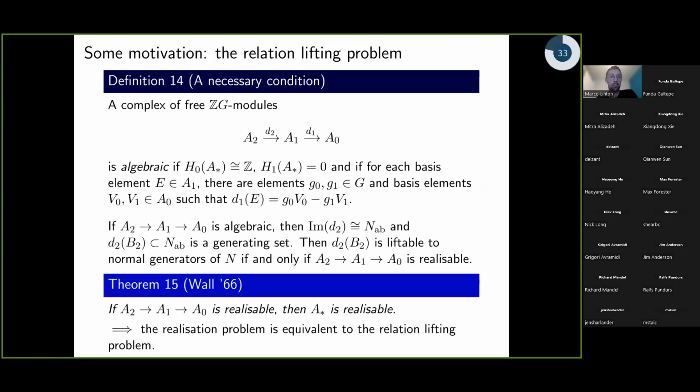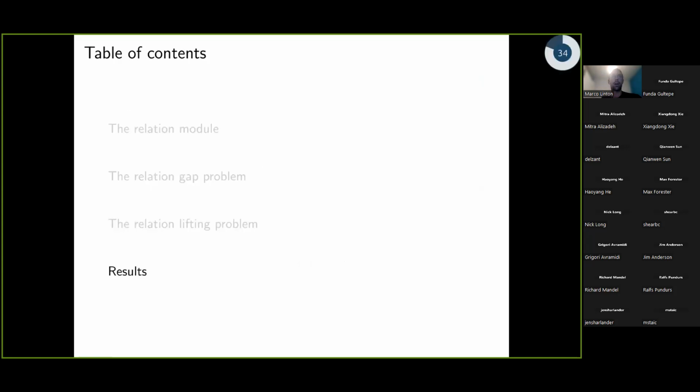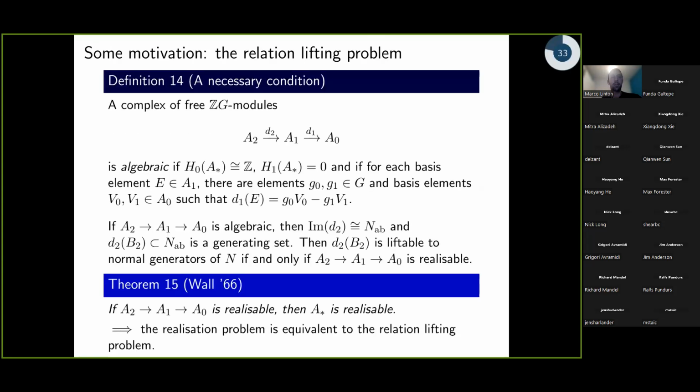But it turns out that in all dimensions, it's essentially the same problem, because Wall also proved that if you have some realizable complex in dimension 2, then actually the whole complex is realizable. Okay. I think that's the end of the motivation and background of these problems.